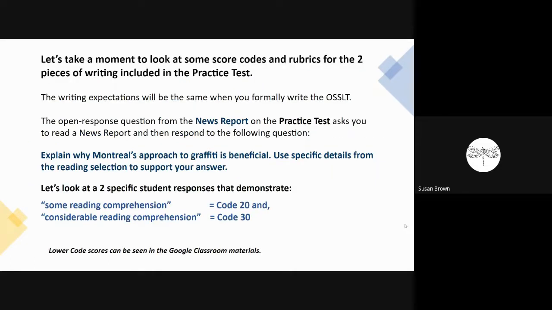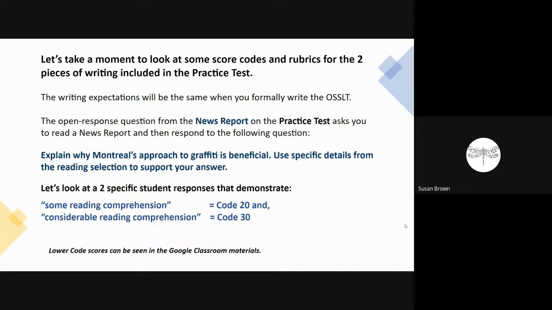Let's take a moment to look at some score codes and rubrics for the 2 pieces of writing included in the practice test. The writing expectations will be the same when you formally write the OSSLT. The open response question from the news report on the practice test asks you to read a news report and then respond to the following question. Explain why Montreal's approach to graffiti is beneficial. Use specific details from the reading selection to support your answer.